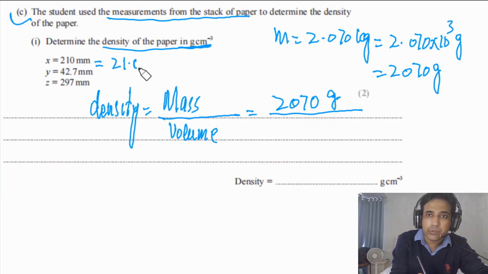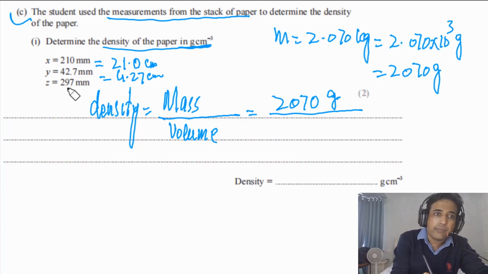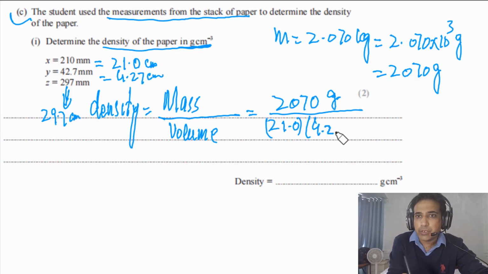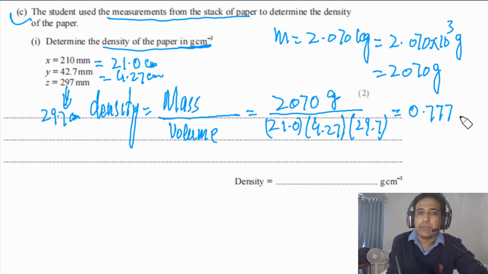Here we will get 21.0 centimeters, here we will get 4.27 centimeters, and here we will get 29.7 centimeters. Now we can plug in these values here. We have 21.0 and we have 4.27, all of them in centimeters, and we have 29.7 centimeters. If we solve this, we will get 0.777 grams per cubic centimeter.